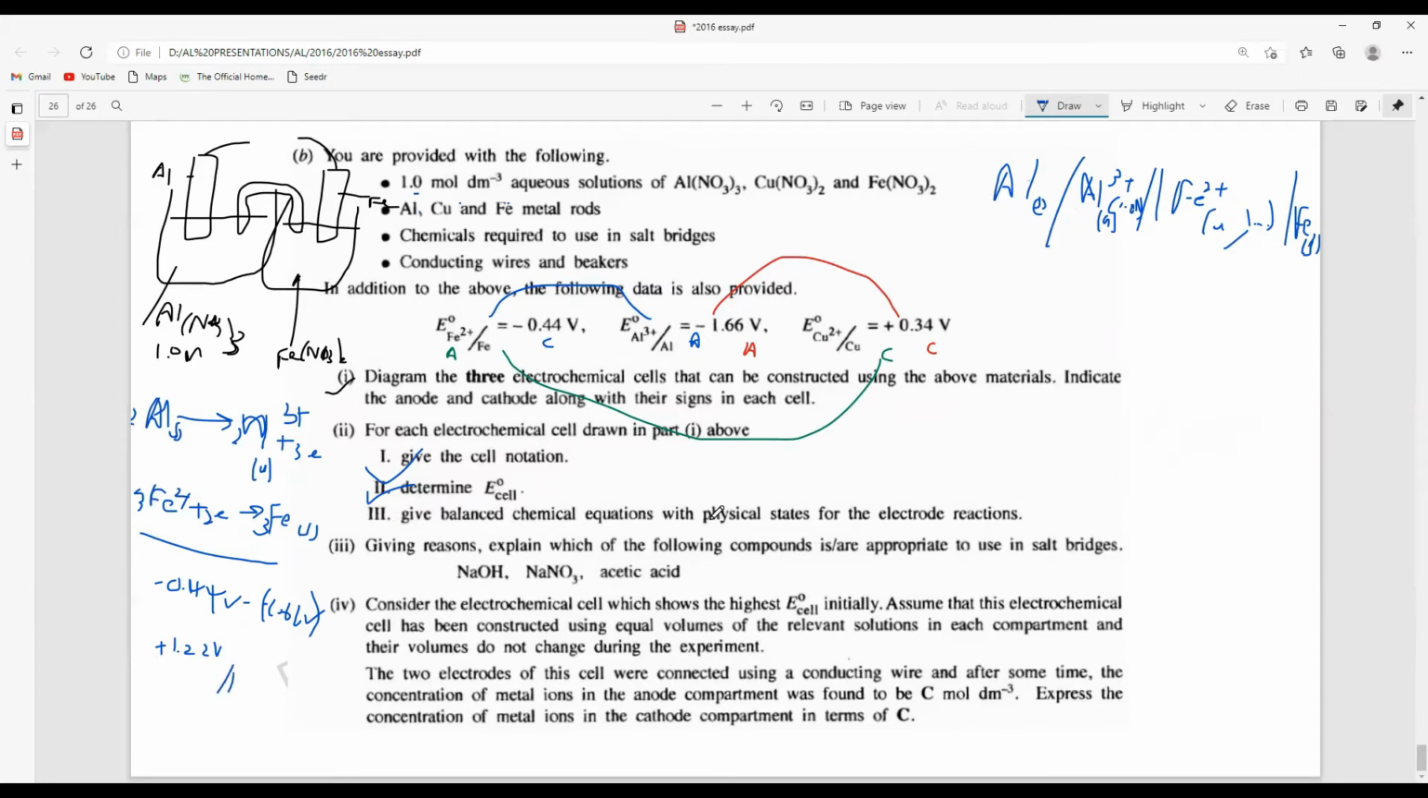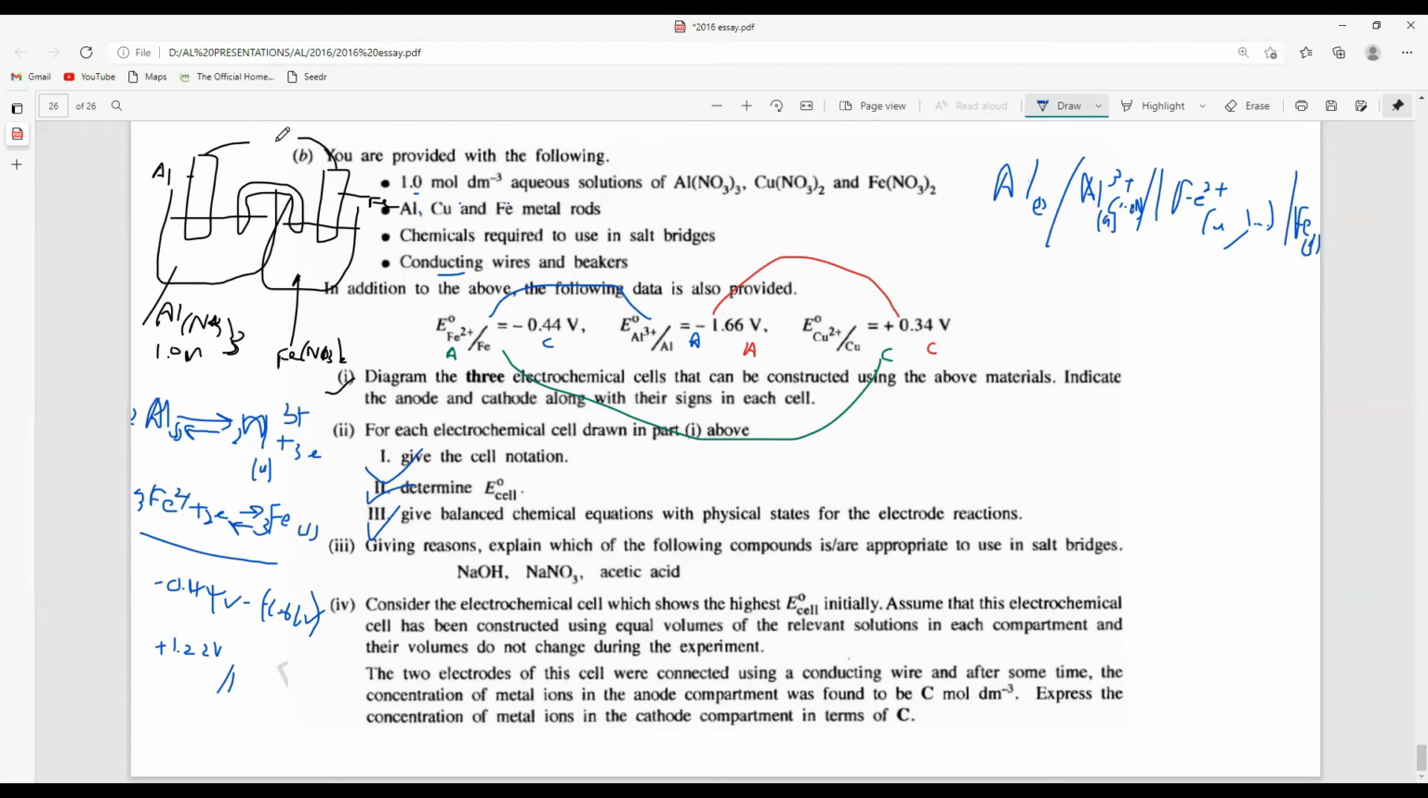Give the balanced chemical equation with physical states for the electrode reaction. So it is what I have written here. So you have to write everything. This is very important to understand. But don't forget, in this one, you have to write this as equilibrium reactions, because we have not connected this here using a voltmeter or anything, because they have only given the conducting wires. So we are not getting a cell reaction actually.